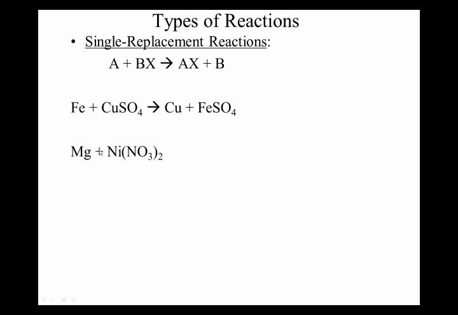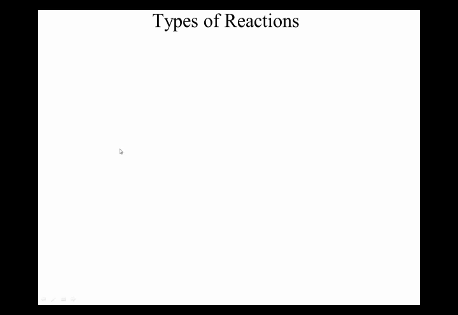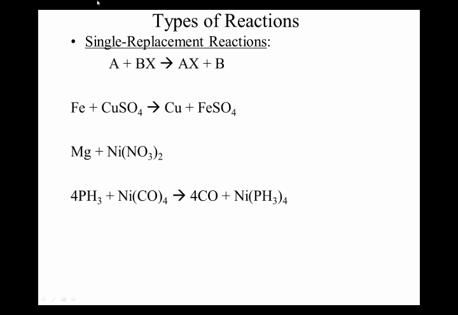Magnesium and nickel. Actually, I should finish that out. This is a good opportunity to predict this. I don't know why I don't have this finished off here, but it should be magnesium nitrate plus nickel, right? Magnesium is replacing the nickel. Here, this one's a little weird. The PH3 is actually replacing the CO. A little strange, but it's just one thing replacing another thing, so single replacement.